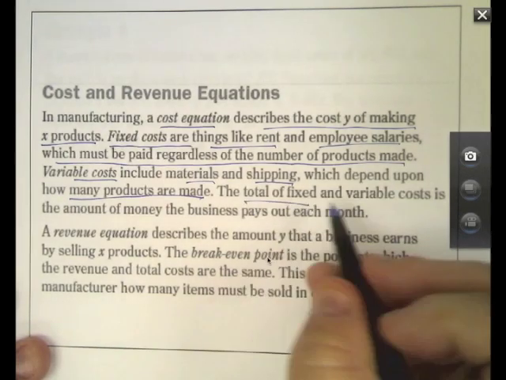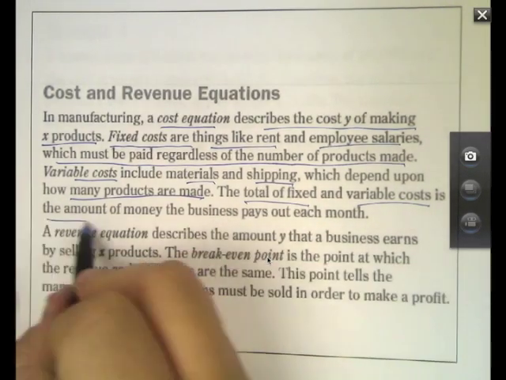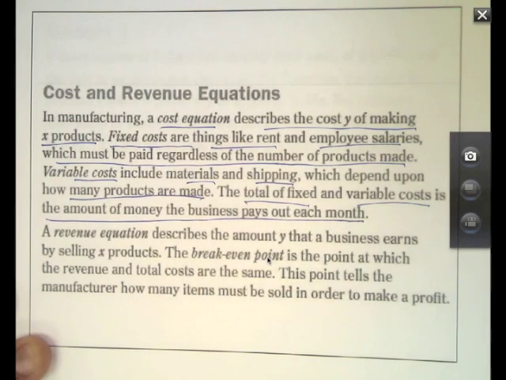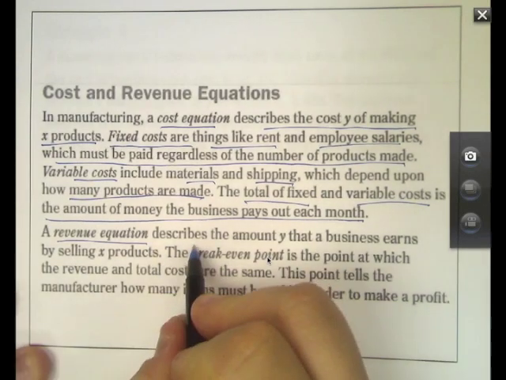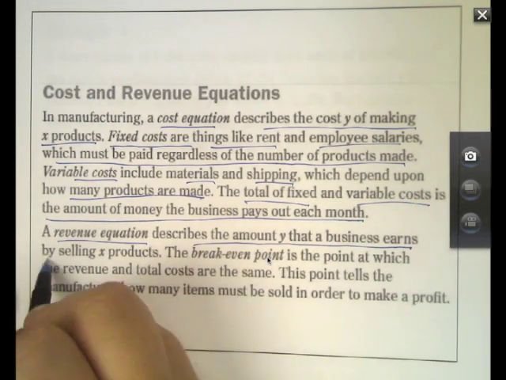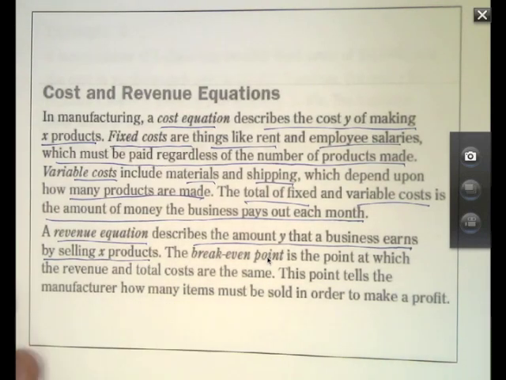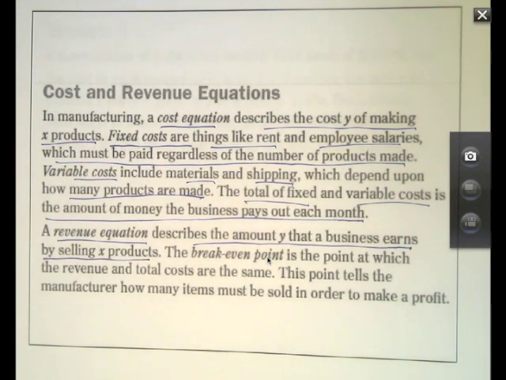The total of the fixed and the variable cost is the amount of money the business pays out each month. They're throwing that money out. That's how much it costs to run their business. A revenue equation describes how much the business earns by selling the products. So Coca-Cola makes all different kinds of soft drinks. It costs them so much money to make the cola, it costs them so much money to ship the cola, et cetera, et cetera. Paid the workers to sell the cola, whatever.